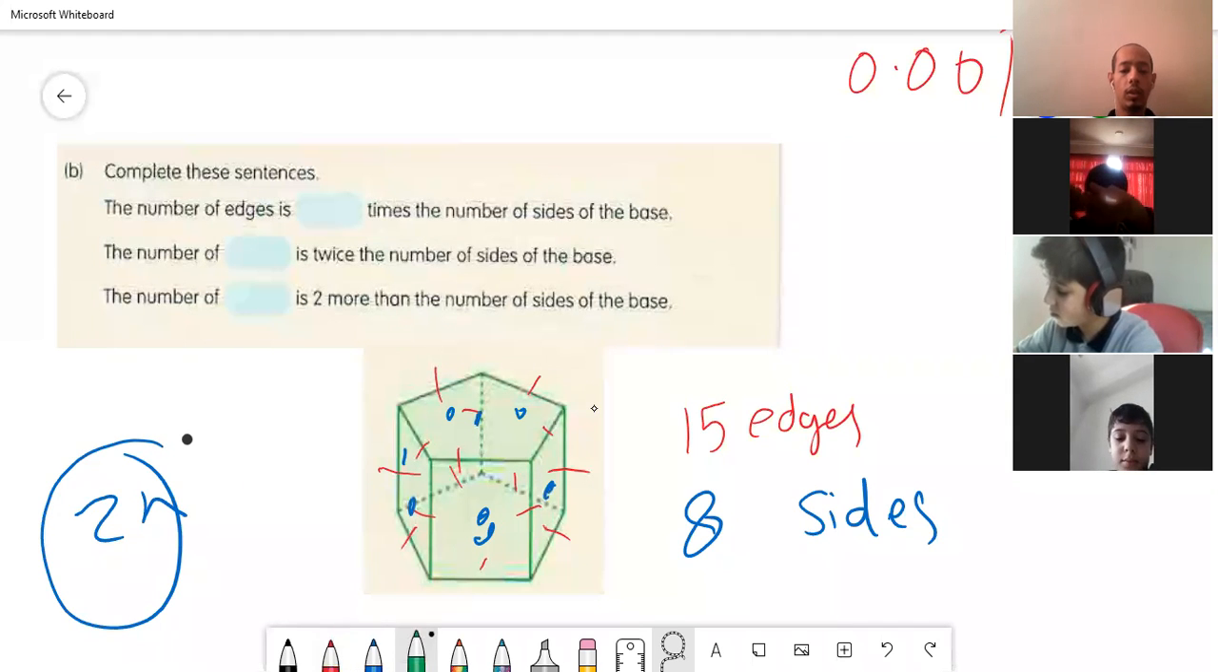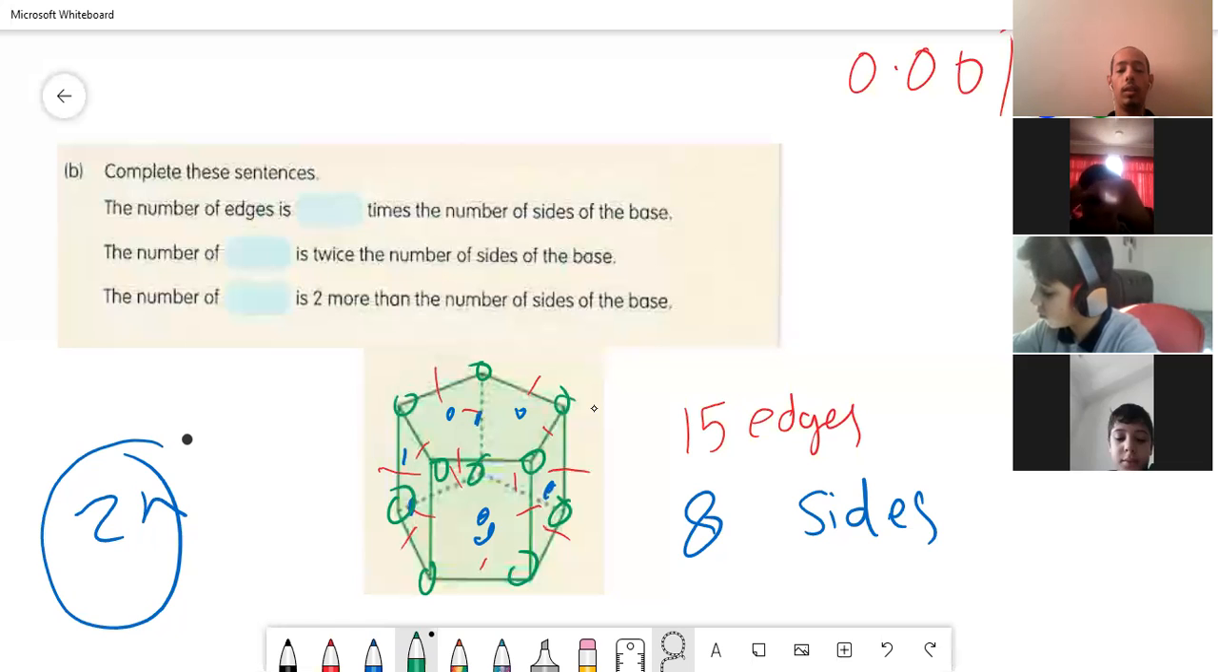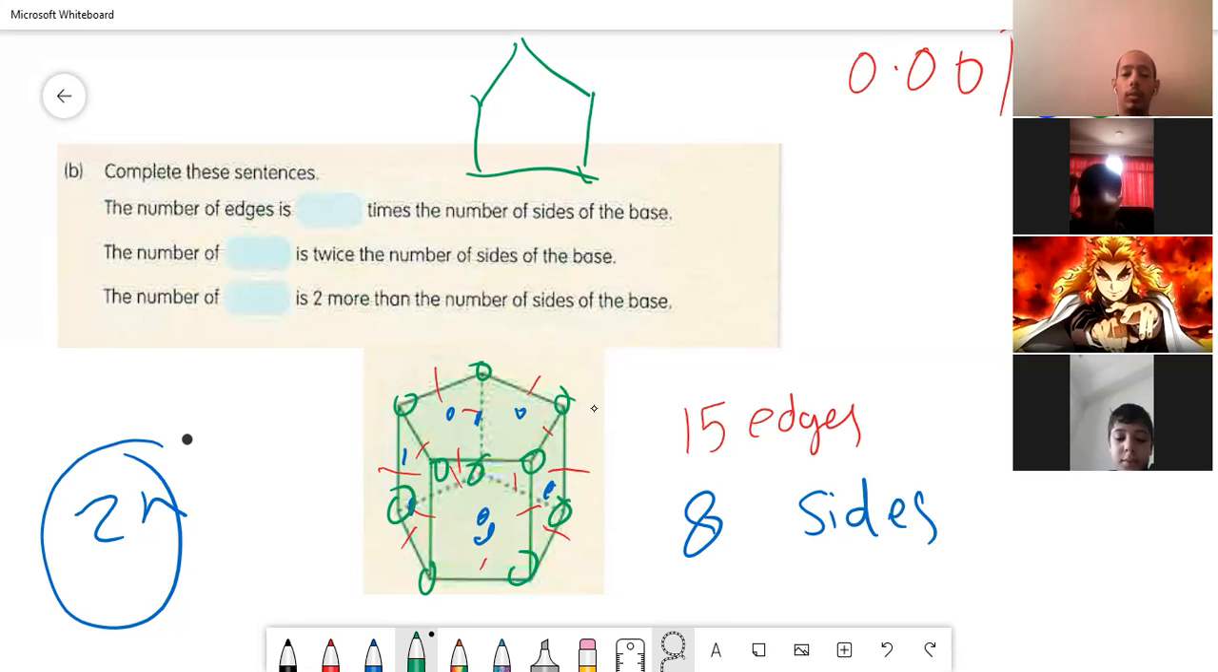Let's see how many vertices. 1, 2, 3, 4, 5, 6, 7, 8, 9, 10. Right. What is n? n is the number of sides of the polygon. What is the polygon here? This is a pentagon. How many sides does this pentagon have? 5. Yes, 5.